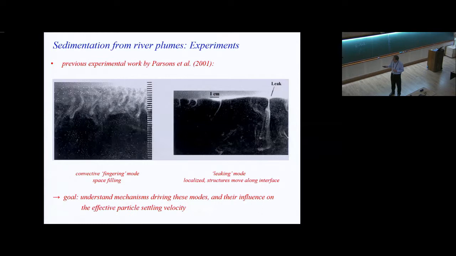And that gives rise to very similar structures to this. However, what Parsons, Bush, and Savitsky also observed was that when they took somewhat larger sediment grains, then the picture no longer looked like this, but it looked like this. We have now these very sharp, wispy structures protruding down from the interface, rather than this space-filling pattern of convective fingers. And so they term this the leaking mode.